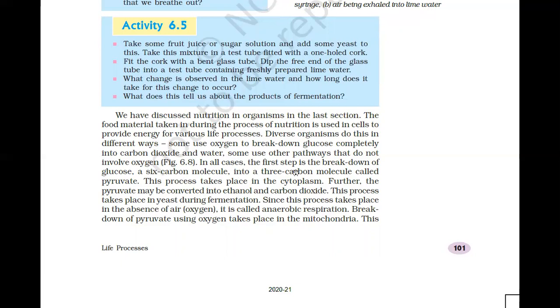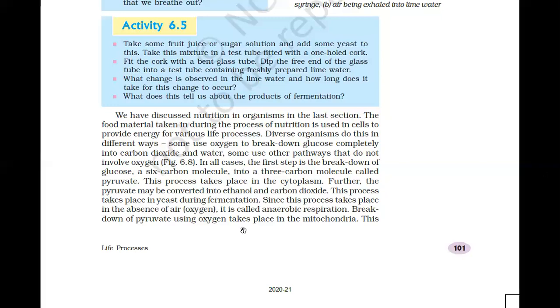In all cases, the first step is the breakdown of glucose, a 6-carbon molecule, into a 3-carbon molecule called pyruvate. This process takes place in the cytoplasm. Further, the pyruvate may be converted into ethanol and carbon dioxide. This process takes place in yeast during fermentation. Since this process takes place in the absence of air, it is called anaerobic respiration.